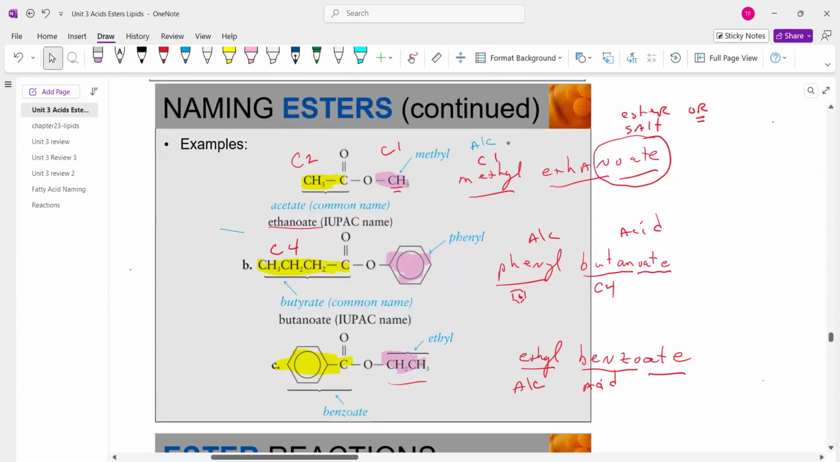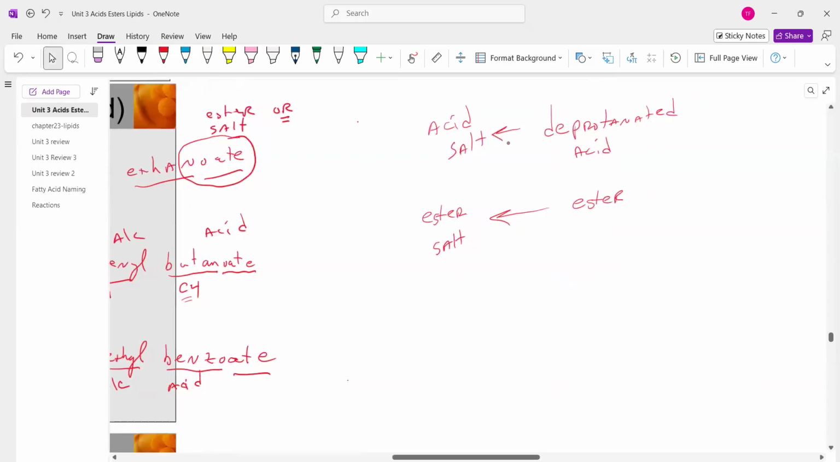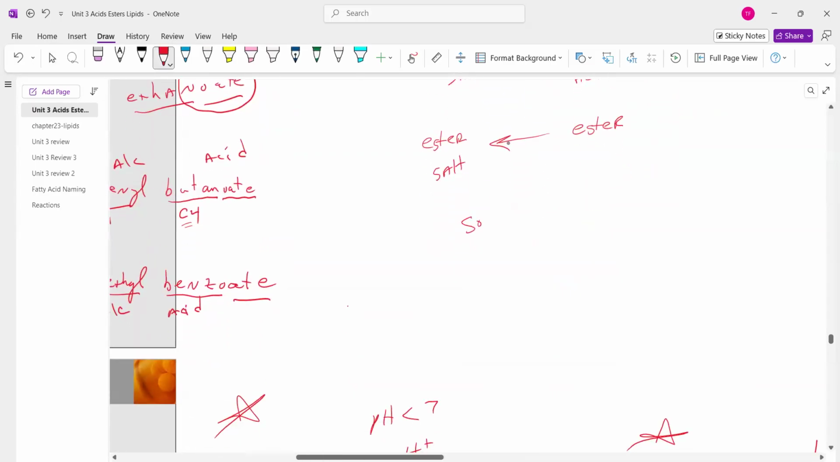Okay, let's look at this one here. This ester's got four carbons and it's got a benzene ring here, or a phenyl group. So that means it's going to be phenyl butanoate. Four carbons, oate. Now remember, the other way to do an oate is with the acid salt. So sodium, let's bring it over here for a second.